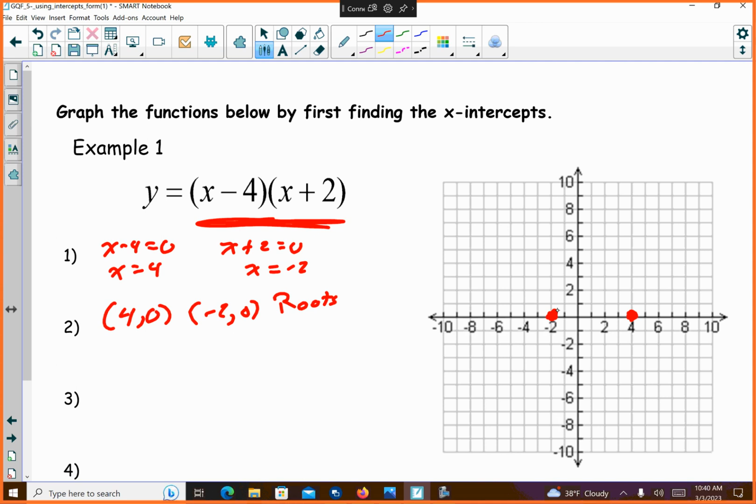Comfy so far? Go ahead. Oh, because what I would have done is I would have added 4 to both sides here, and I would have subtracted 2 from both sides here, so you get x by itself.